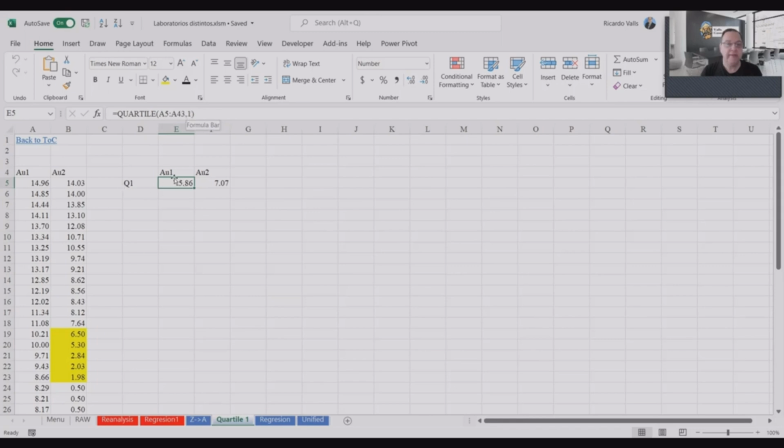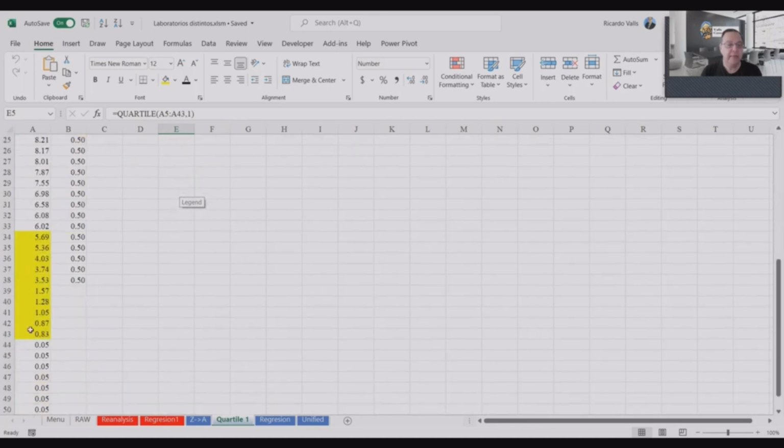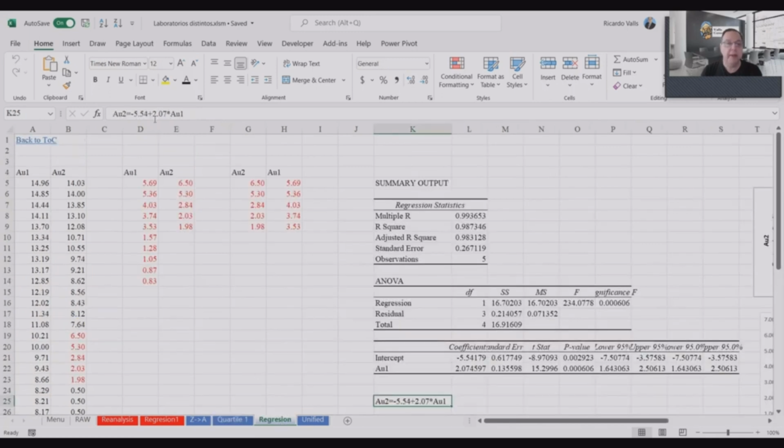In this case, the first quartile for group 1 is 5.86, which is highlighted here in yellow, and for group 2 is 7.07, which is also highlighted in yellow. Next, we need to find a regression between these two groups. And because regression only works with pairs, I can only select the first 5 pairs of this group in order to do my regression analysis.